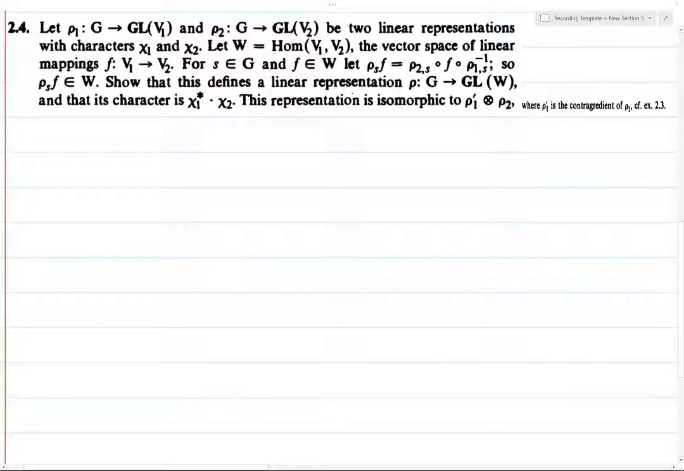All right, I hope you have a lot of time on your hands because this could be a very long one. So, by the way, this thing at the end that says this representation is isomorphic to blah blah blah, where rho 1 prime is a contragradient of rho 1. So first of all, go back and watch that video if you haven't already, or if you haven't done this problem, because that's going to be needed in this problem.